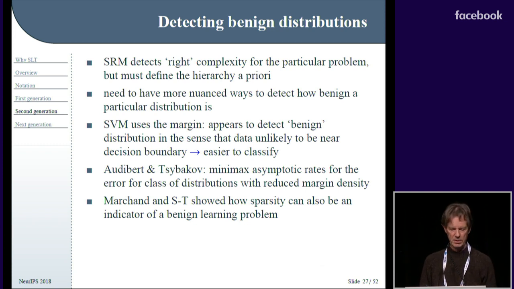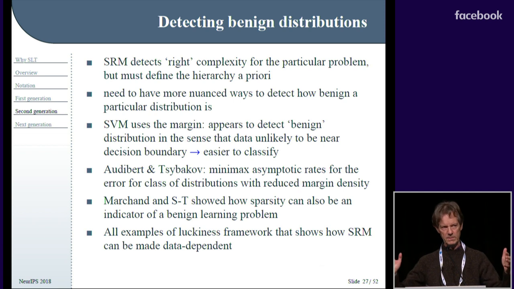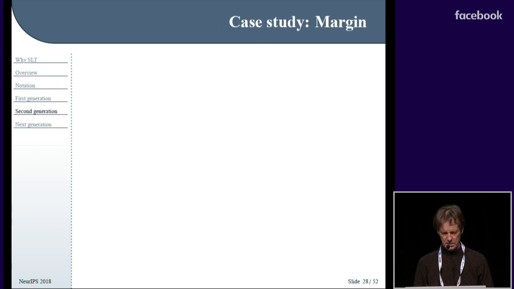So this is just to show that there are other methods, other things, and they are examples of what was set up as the so-called luckiness framework, which is showing how you can detect these measures of, if you like, luckiness, benignness of the distribution, and how they can be made. It's essentially making structural risk minimization data dependent, so you don't have to a priori set up this hierarchy of classes that we do with structural risk minimization, but they actually arise from the observations we make during the training of our classifier. So what we're going to do now is use the margin example as a case study.